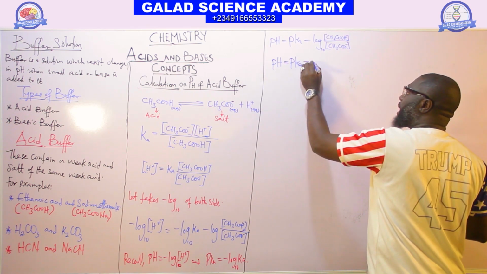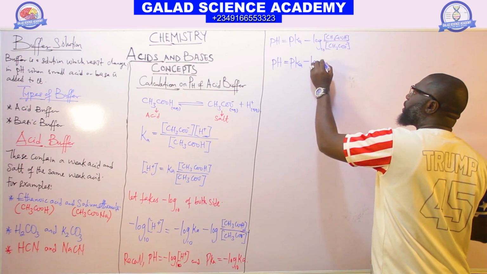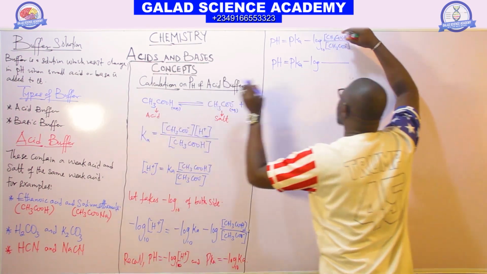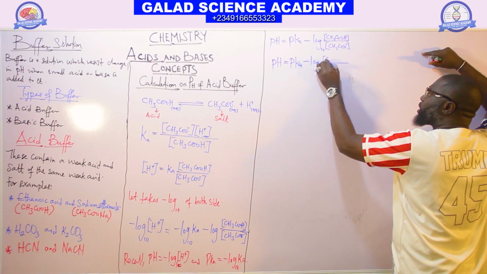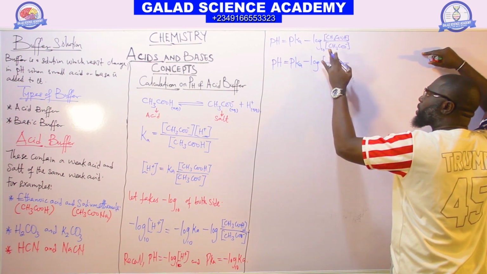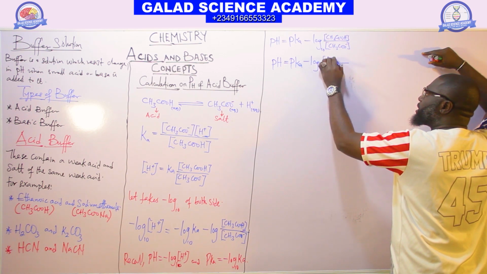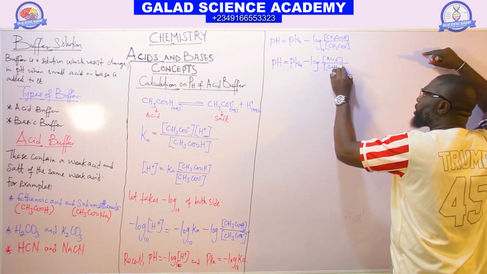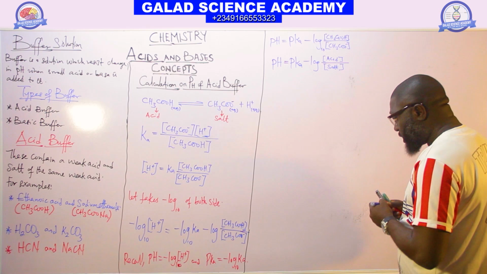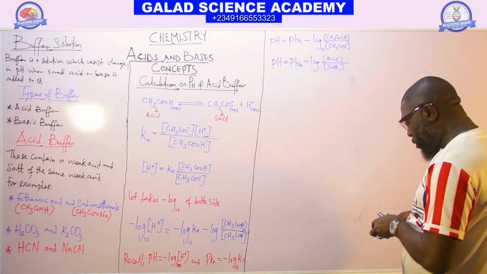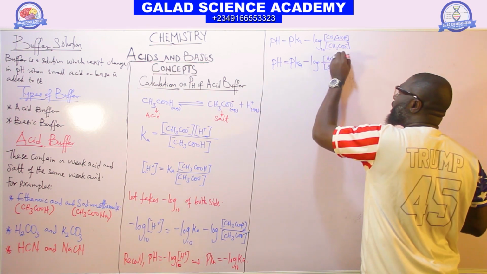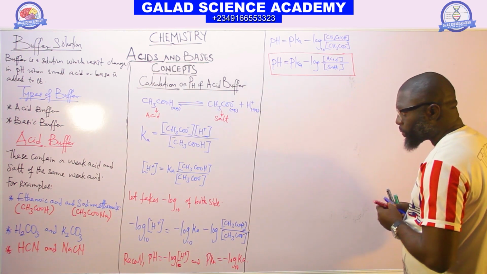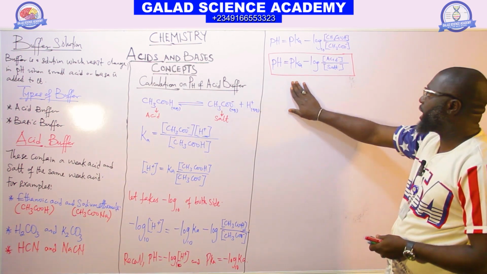pK minus logarithm of what do we have here now? This ethanoic acid is acid. You can now write concentration of acid, then here you can write concentration of salt. So this is how we can calculate the pH of a buffer solution. So this is the formula for pH of a buffer solution.